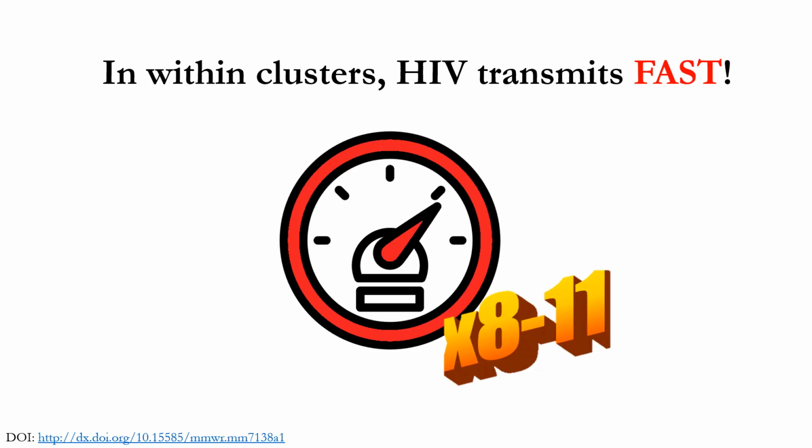It's crucial to act fast when dealing with HIV clusters because the rate of HIV transmission in these groups is at least 8 to 11 times higher than the national average. These clusters play a big role in future HIV transmission, so quick action is needed to stop it.